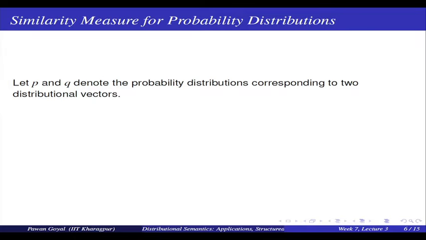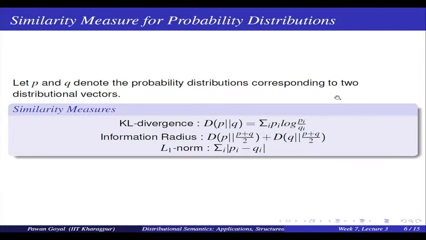Now on the other hand, suppose my distributions are probability distributions. So I am denoting different vectors as probability distributions in my space of context vectors. Then how do I compute the similarity? I will use different measures that are used for computing similarity or distance in the case of probability distributions. So what are the common measures? You can use KL divergence, that is sigma over i of p_i log(p_i / q_i).